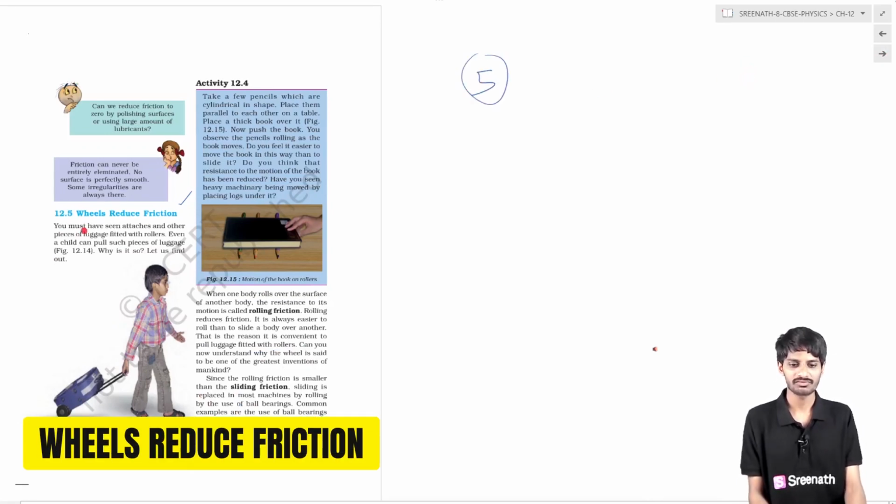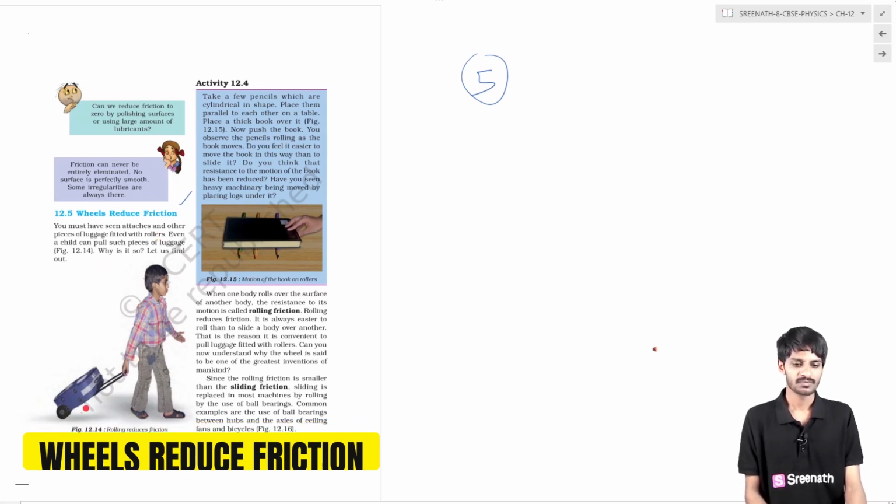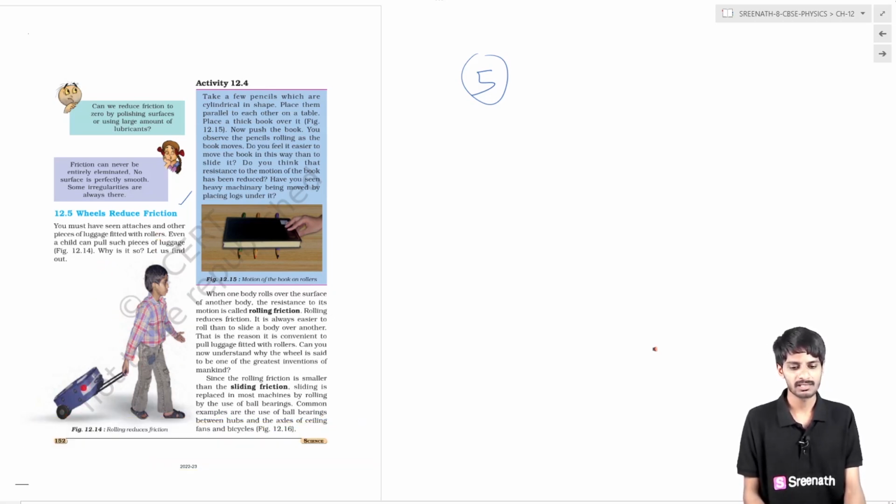What is the fifth topic? The fifth topic is wheels reduce the friction. Suppose this is a wheel bag. What happened? There is so much luggage here, but when you attach wheels to it, even a small kid can easily move it. But without wheels, if you have so much luggage, even for elders, even for bigger people, it is very tough.